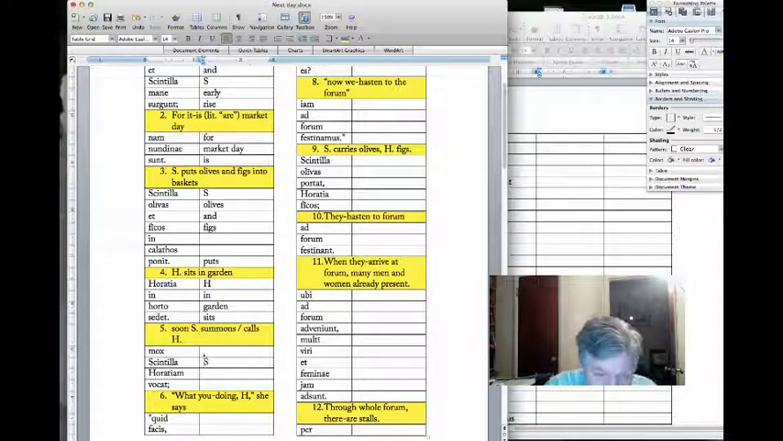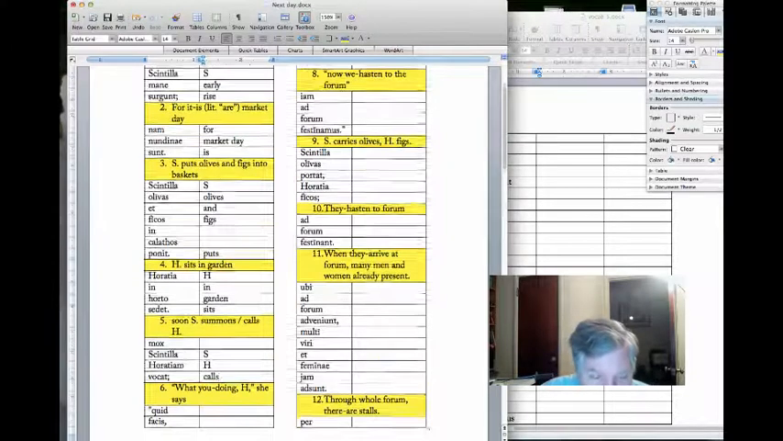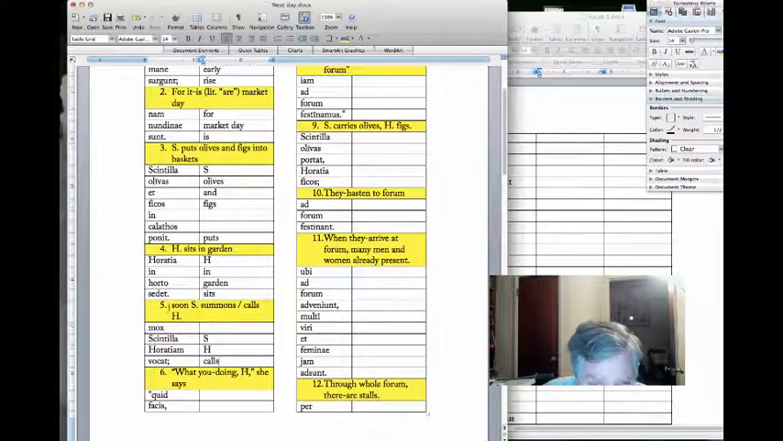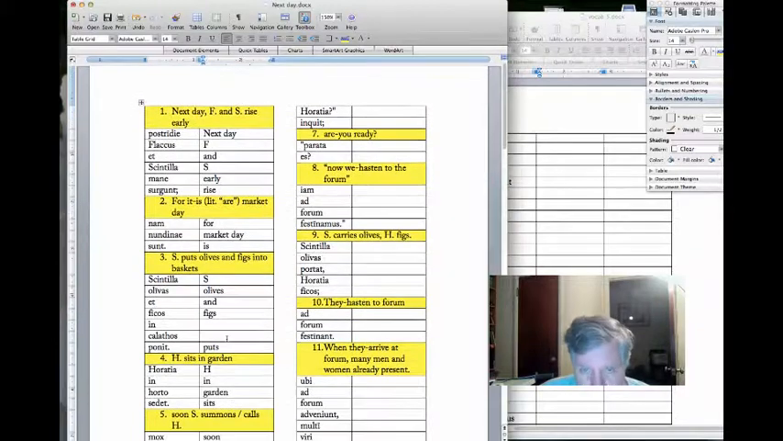Scintilla, again, is not a problem, so that only leaves you 4 words to work with. This is obviously going to be Horatia. Okay. And the verb will be summons or calls. You can just write one of them if you like. Okay. And that only leaves soon here. Okay. So that's how it goes.